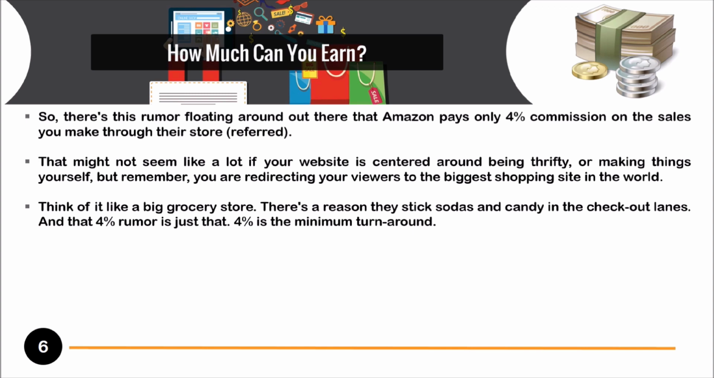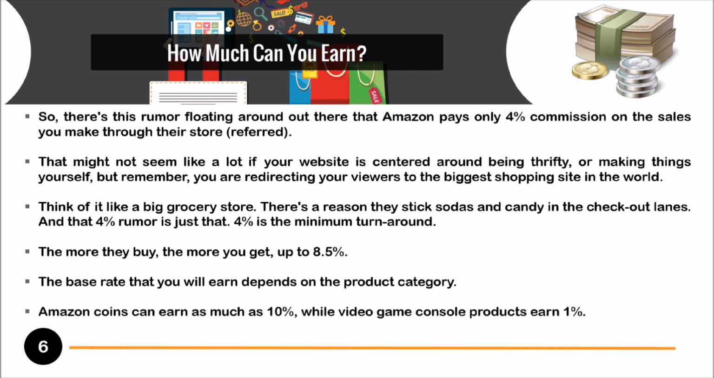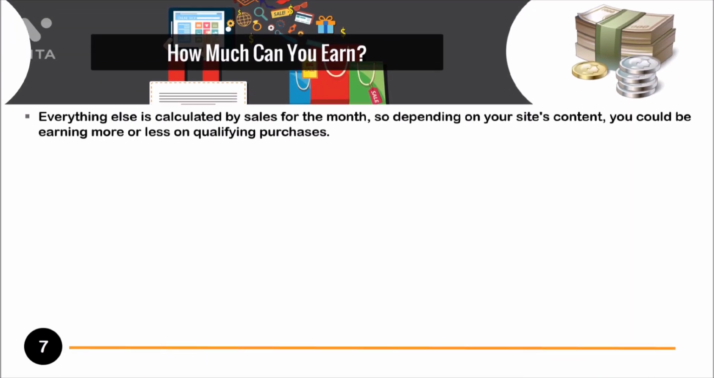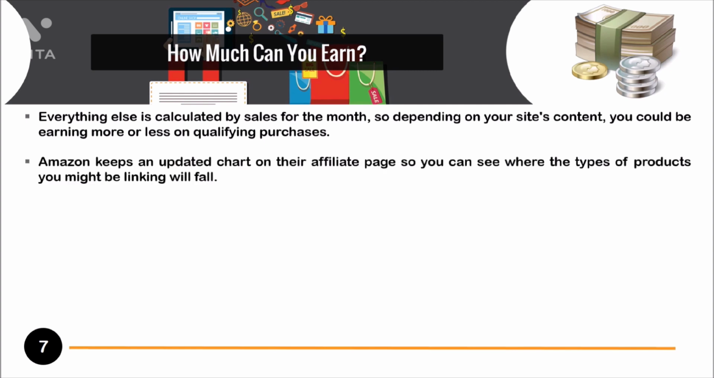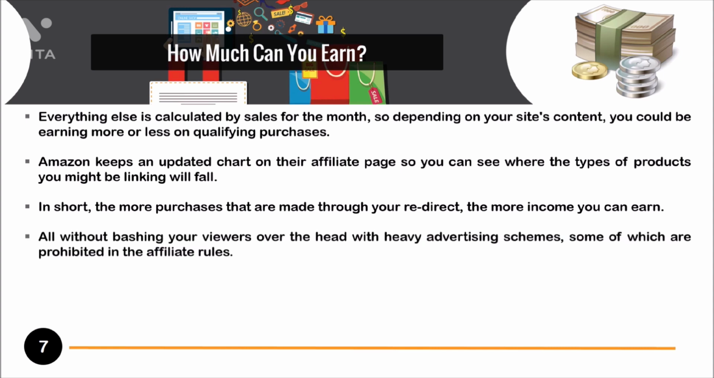4% is the minimum turnaround. The more they buy, the more you get, up to 8.5%. The base rate that you will earn depends on the product category. Amazon coins can earn as much as 10%, while video game console products earn 1%. Everything else is calculated by sales for the month, so depending on your site's content, you could be earning more or less on qualifying purchases. Amazon keeps an updated chart on their affiliate page so you can see where the type of products you might be linking will fall. In short, the more purchases that are made through your redirect, the more income you can earn, and all without bashing your viewers over the head with heavy advertising schemes, some of which are prohibited in the affiliate rules.